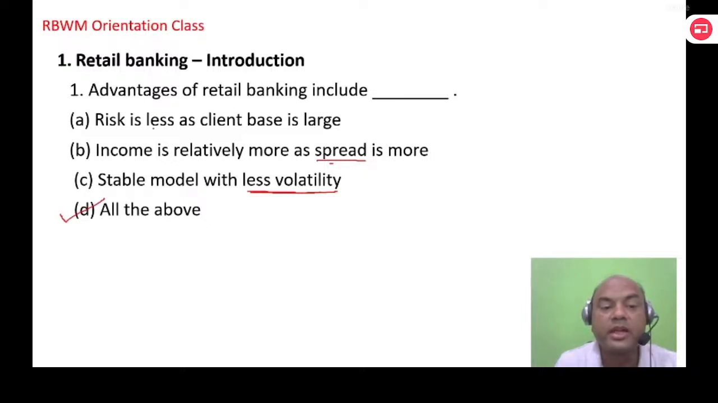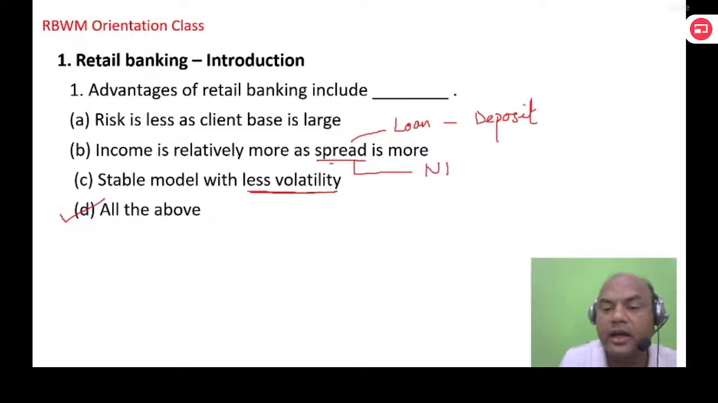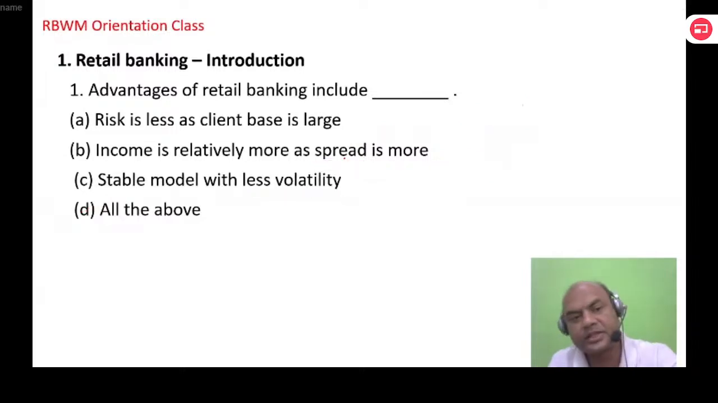Okay. So risk is less as the client base is large, huge client base, right? Income is relatively more as spread is more. Spread more means what? What is spread? The difference between the loan interest minus the deposit interest. So the difference between that is called spread, or the other word for spread is NII. Okay, NII. Any of these words can be asked, NII or spread. Next one.